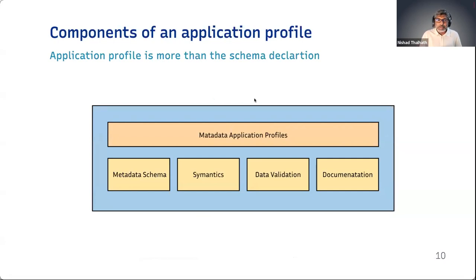So just to summarize, the simplest way to say it is that a modern application profile consists of a metadata schema, then the semantics of the schema. For example, if you borrow the term DC terms title, then what is your local application of that term in your instance? You have to explain some of that semantics. Then, of course, there is a set of data validation tools, then basic documentation, for example, human-readable notes and instructions to fill in or validate the data. So in short, an application profile consists of metadata schema, semantics, validation, and documentation. Basically, it is more of an explainer and a constrainer of this local data.